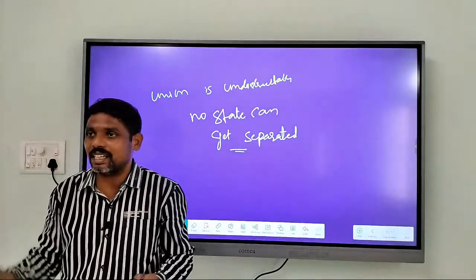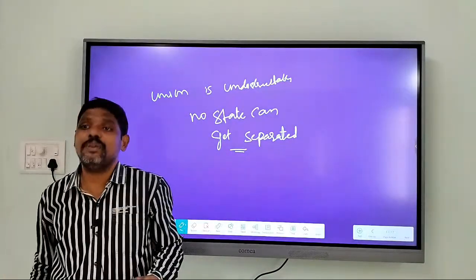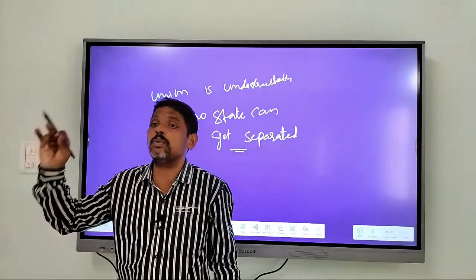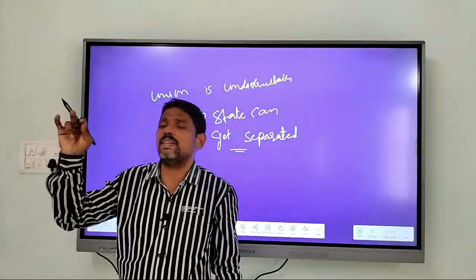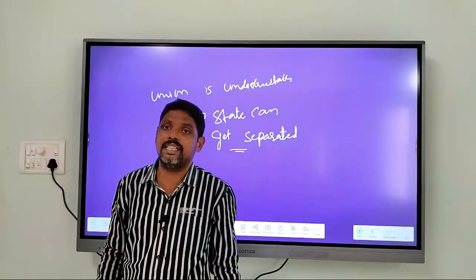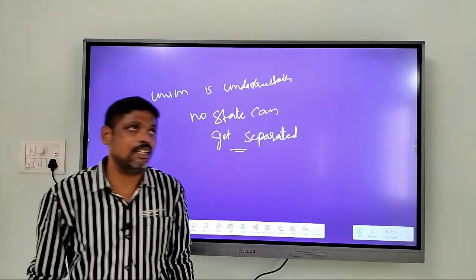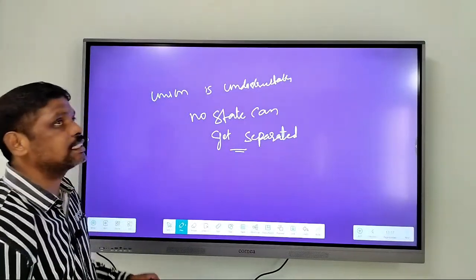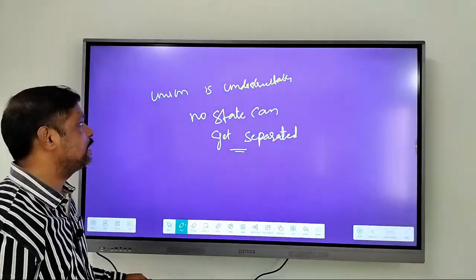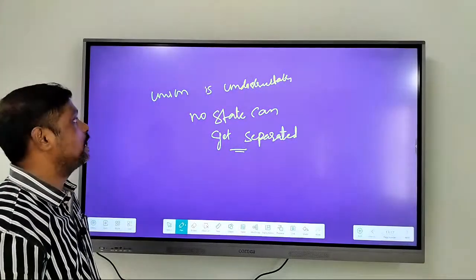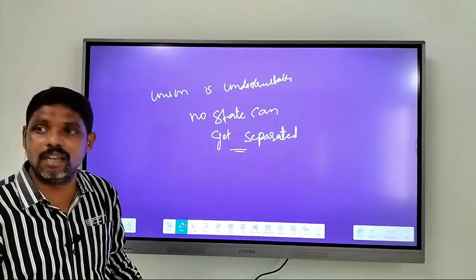It is for this reason more powers are given to the union. The reason for giving more powers to the union is only to protect India's territorial integrity. It is to protect the unity and integrity of the nation. So no state in India has the right to secede from the Indian union. So no state has the power to get separated. So the Indian union is indestructible.